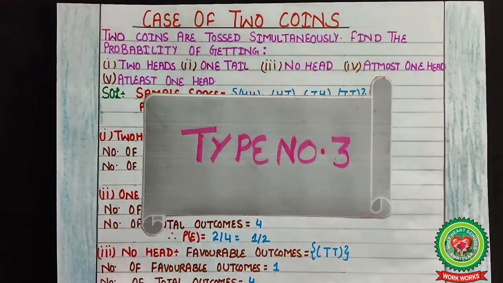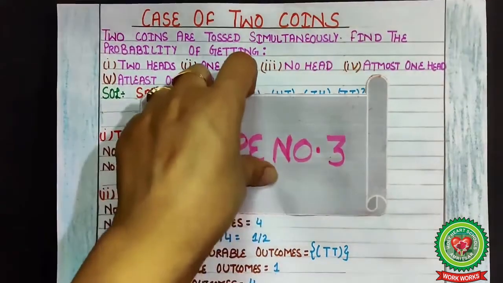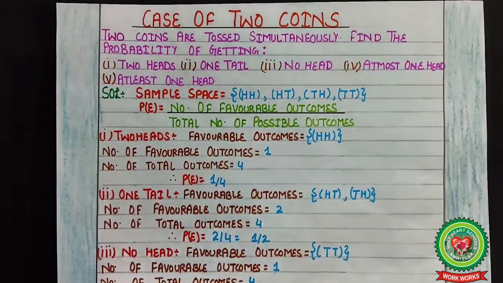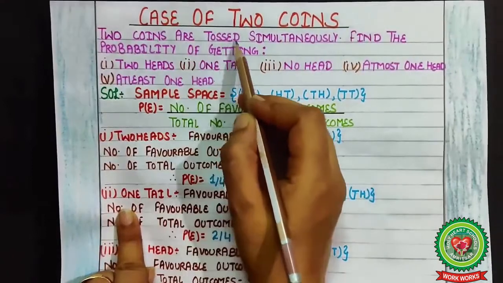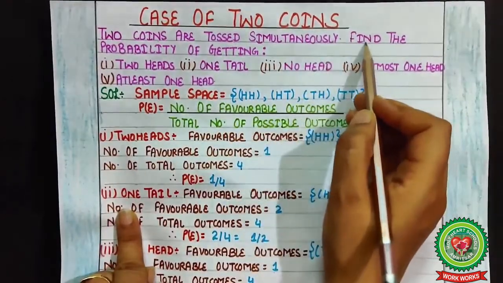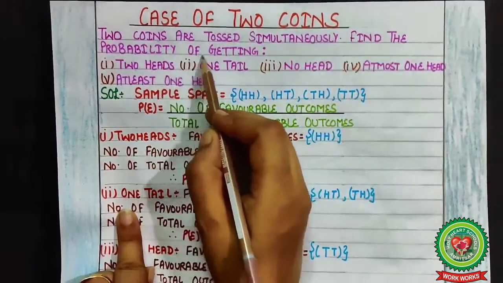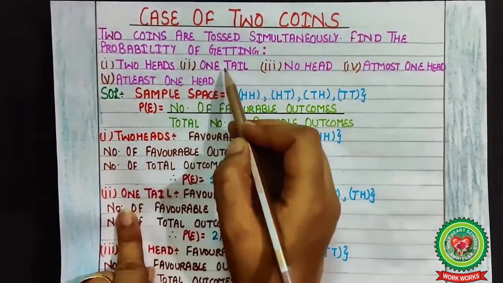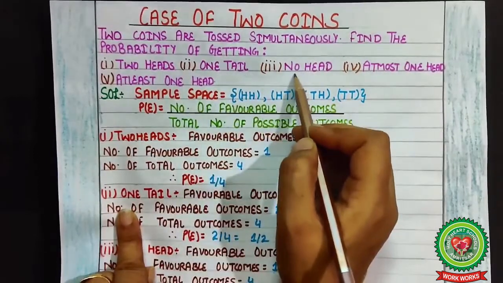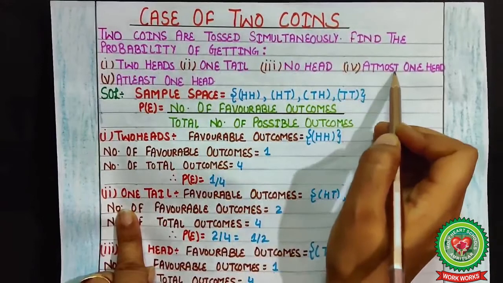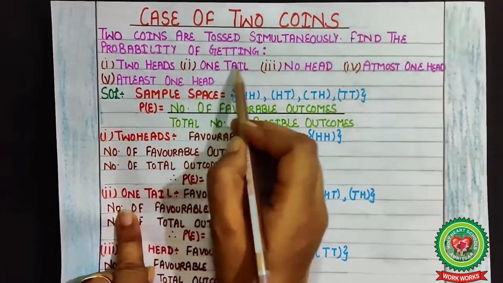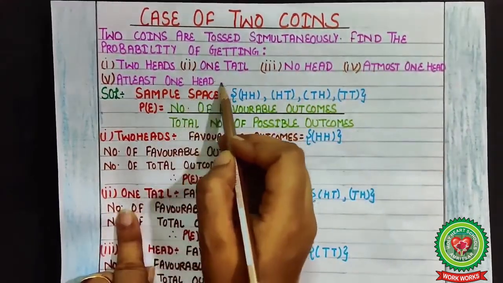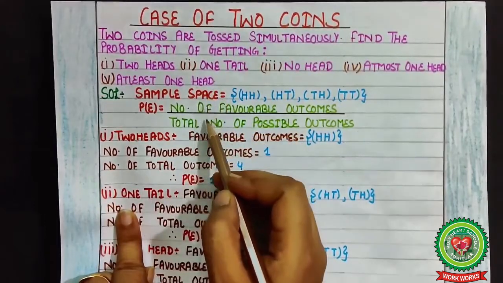Now students, let us discuss type number 3 of the topic, which is related to the case of two coins. The statement is: two coins are tossed simultaneously. Find the probability of getting 2 heads, 1 tail, no head, at most 1 head, at least 1 head. So these are the 5 parts of the question which we have to solve.